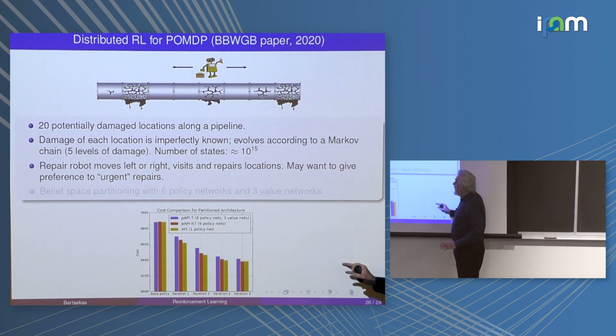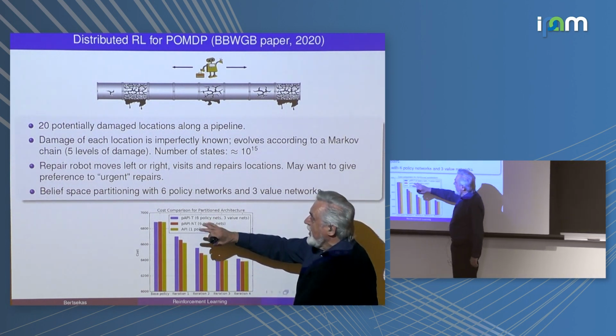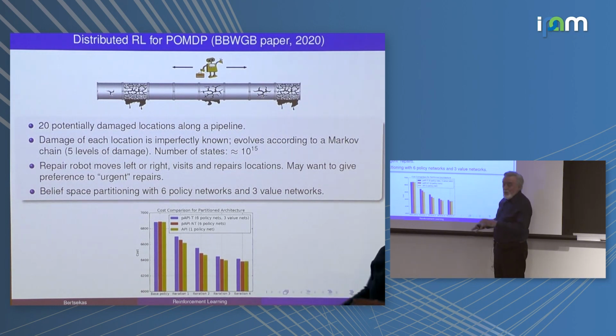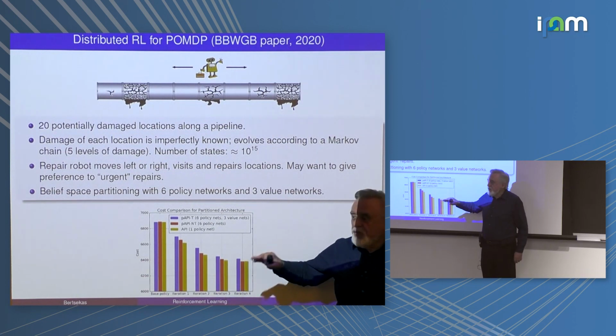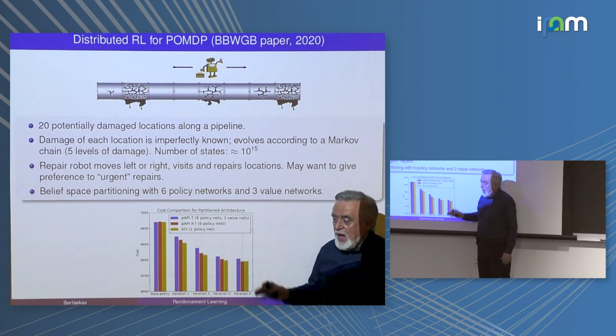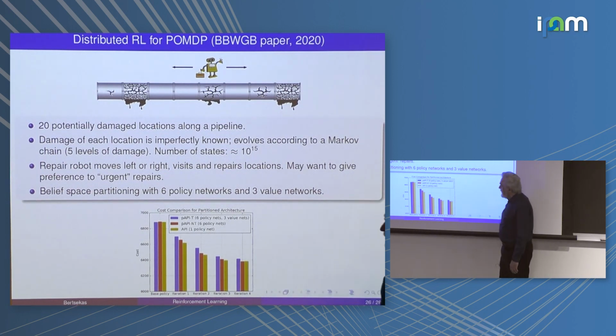So, a huge POMDP problem, and we address this with belief space partitioning, with 6 policy networks and 3 value networks. So the state space is partitioned in 6. Why 6 and not 60 or 600? Because even with 6, the computation time was very large. We're talking about serious computations that run over days. The problem is stochastic, it involves Monte Carlo simulations, and so on. However, we did get some success.